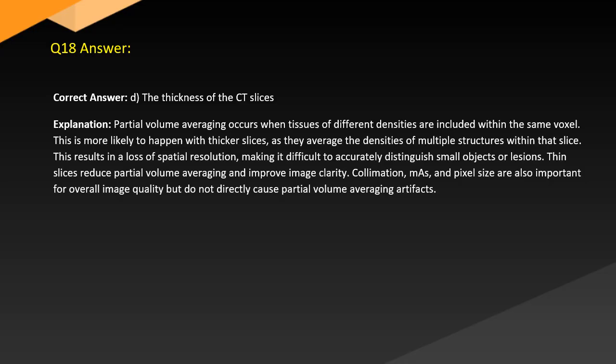Thin slices reduce partial volume averaging and improve image clarity. Collimation, mAs, and pixel size are also important for overall image quality but do not directly cause partial volume averaging artifacts.